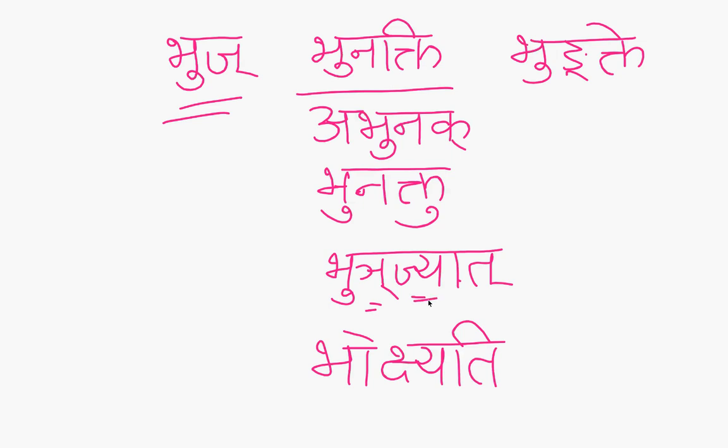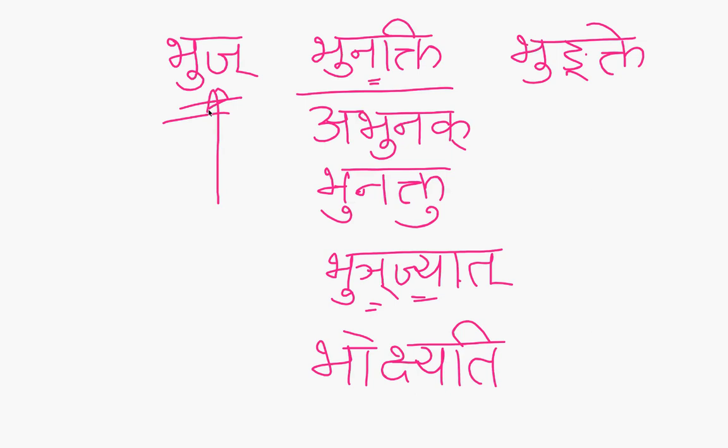Because j changes to ya. But here the nakara is coming, but where is it coming? It's before the jakara, so between ukara and jakara. Right? So this nakara is coming in between the dhatu itself.